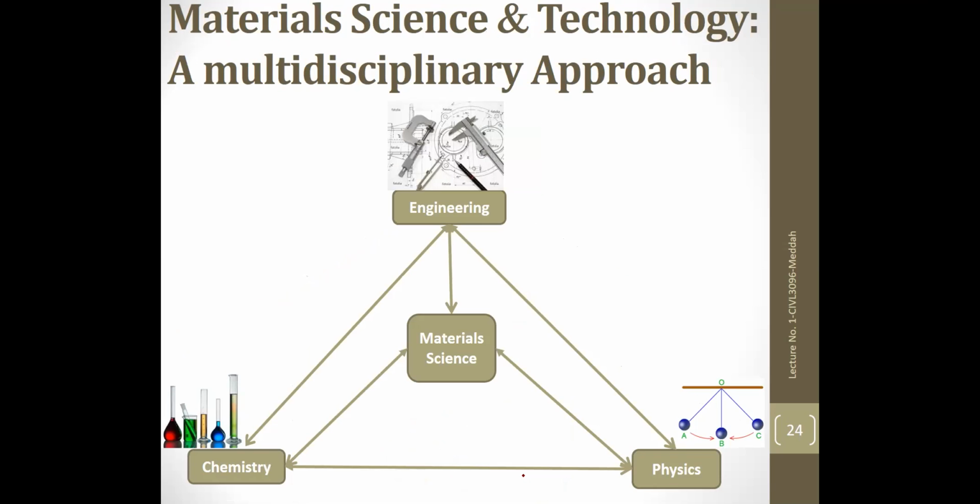So now we have seen the state of the materials. We will move now to material science and materials engineering or materials technology. What's the difference between these two, and what do we mean by a multidisciplinary approach, and why are materials called multidisciplinary? Why, to study materials, do you need to go for a multidisciplinary approach?